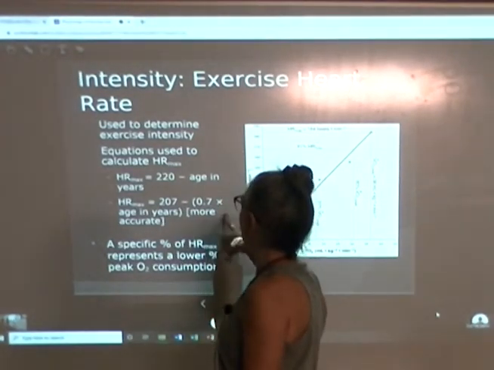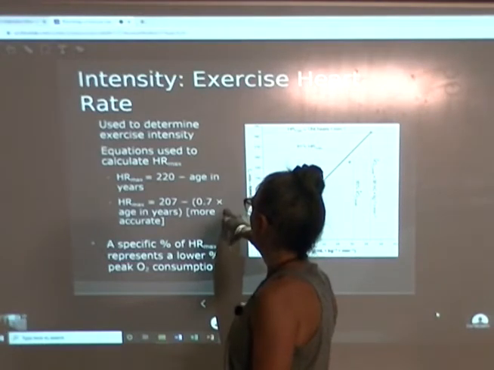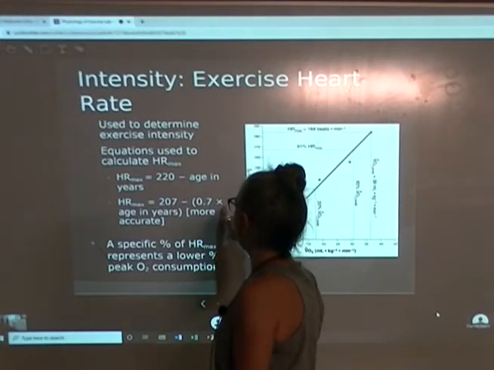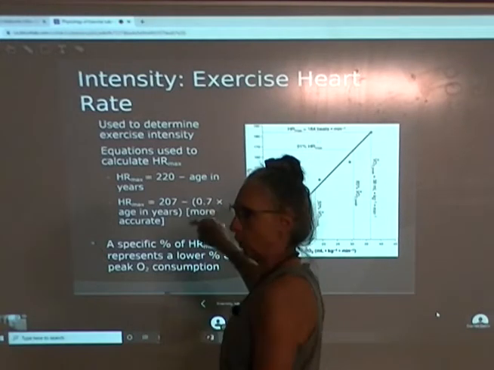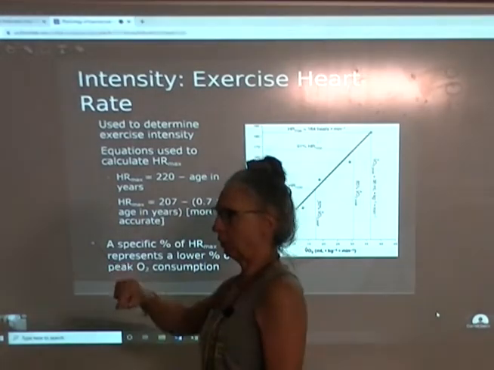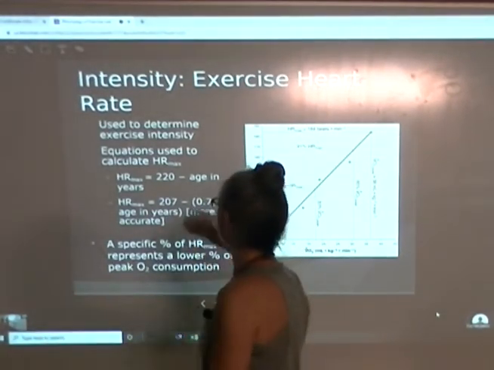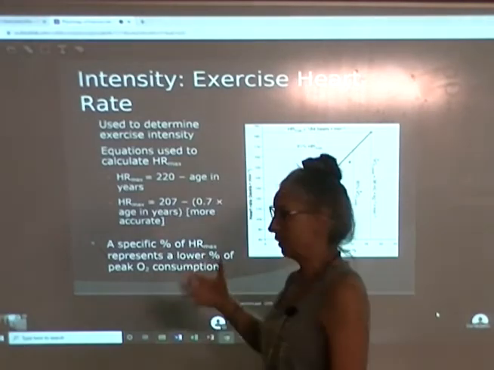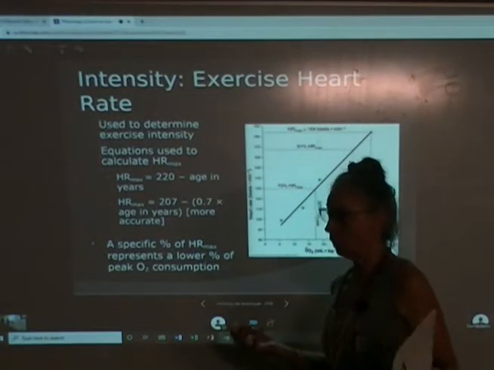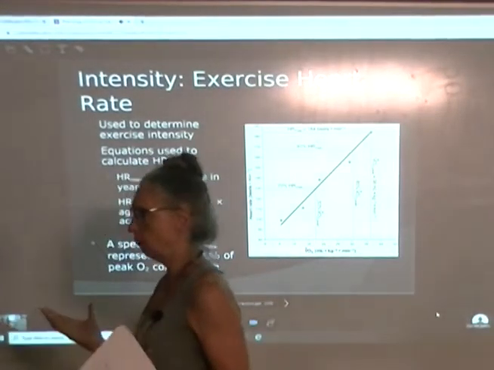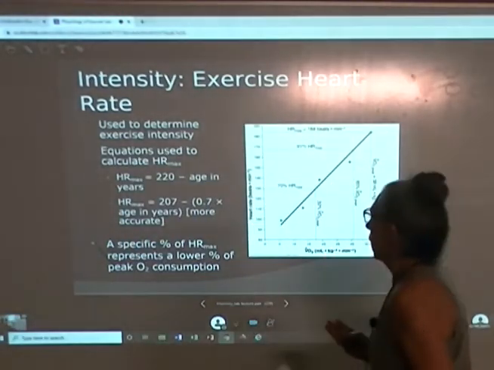The problem with those is, unless you're a super math person, there aren't many of us that can times 0.7 times something in my head, right? So then I have to have a notepad and everything to do that. 220 minus your age is just so simple. But as I said, it has the largest error margin involved, okay?